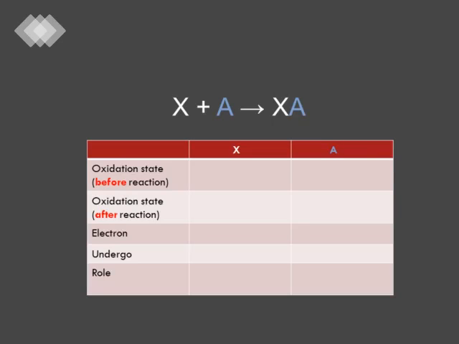In this reaction, the initial oxidation state for X and A is both 0. But when X donates one electron to A, it will lose one electron and A will gain one electron. Hence, the oxidation number of X increased from 0 to +1, and the oxidation number for A is reduced from 0 to -1. Therefore, X undergoes oxidation and A is said to undergo the reduction process.